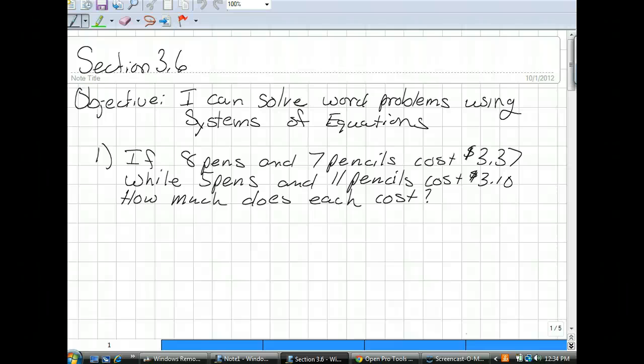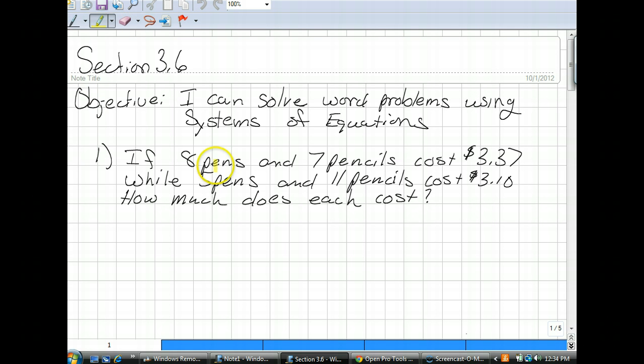Today we are looking at section 3.6. Our objective or target is I can solve word problems using systems of equations. Our first example is if 8 pens and 7 pencils cost $3.37, while 5 pens and 11 pencils cost $3.10, how much does each cost?